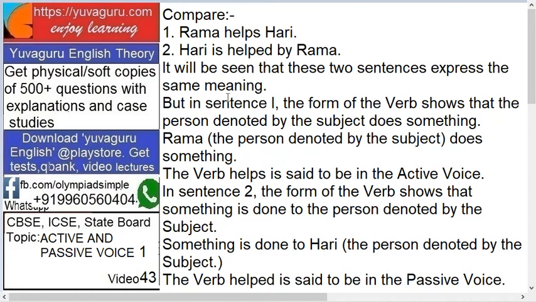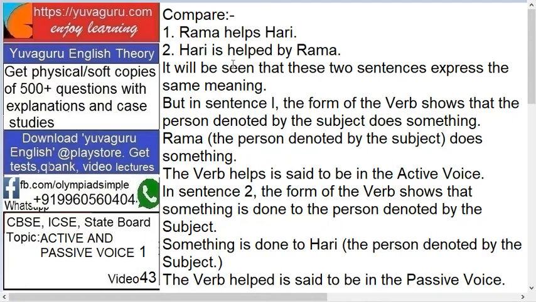But in sentence 1, the form of verb shows that the person denoted by the subject does something. Means person denoted by the subject means who? Rama. Rama is the subject. He does something. Rama helps Hari. So he does something. The verb is said to be in the active voice. Now this verb helps is in the active voice.